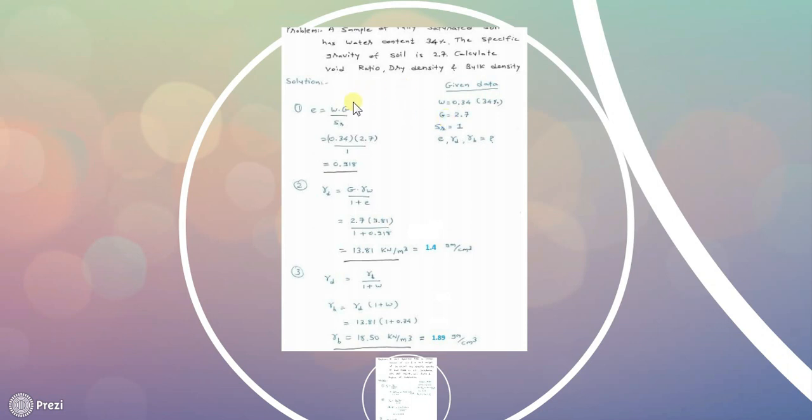I want three things. First one is void ratio. I'm putting the void ratio formula, e equals W into G upon SR. I am given fully saturated soil, so SR will be 1 here. W is given, G is given, so I can find void ratio. Void ratio value is 0.918.